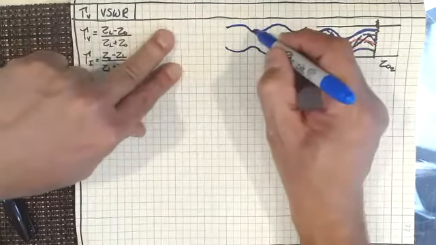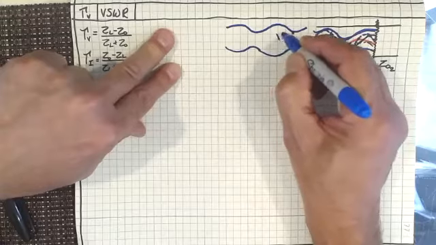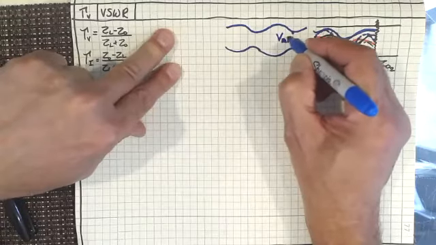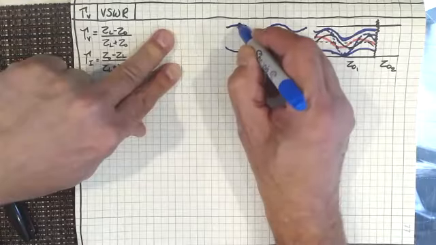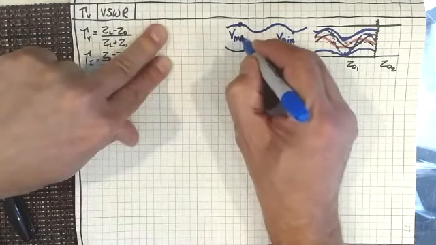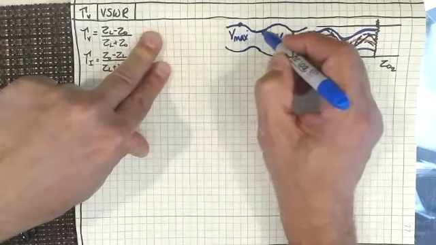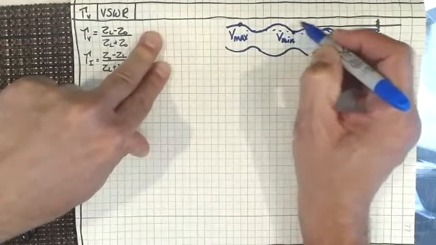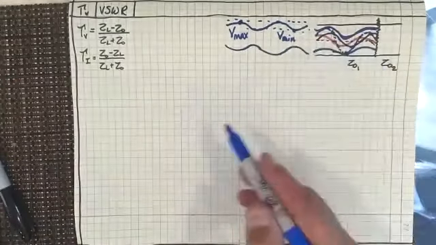And so what you've got here, I'll just draw it right here, is V min, that's called a node. And then here would be a maximum. This is called an antinode, or V max. So you can see that V min down here and V max are at two different locations.